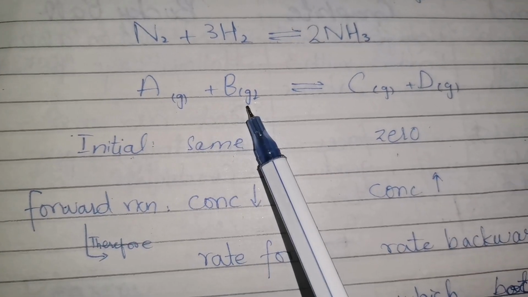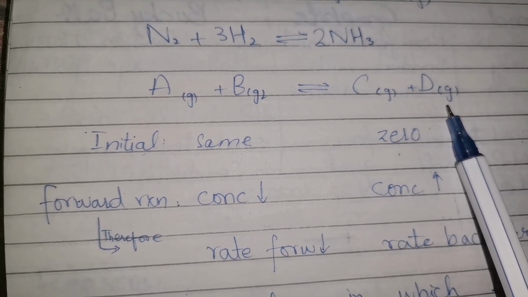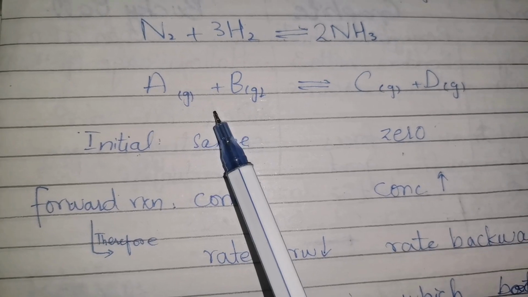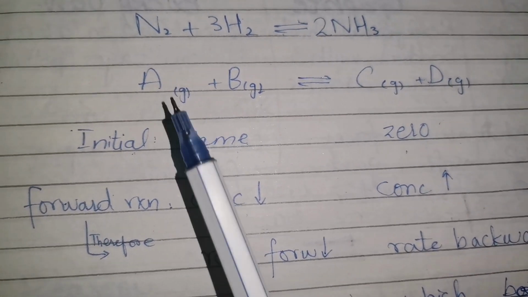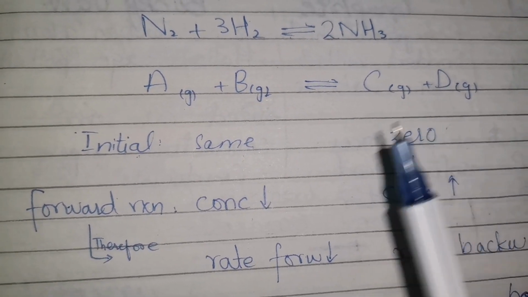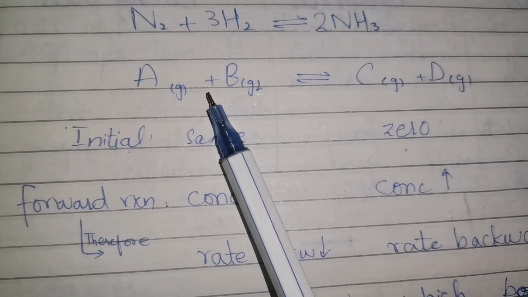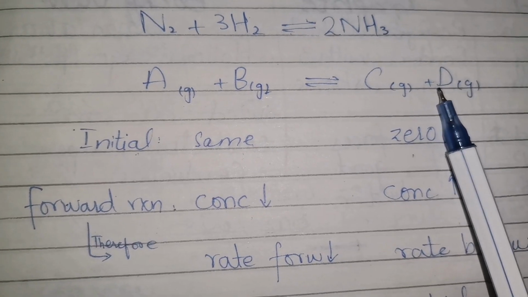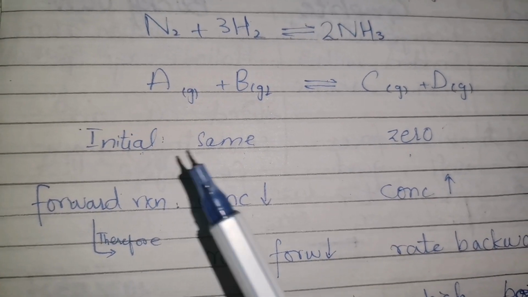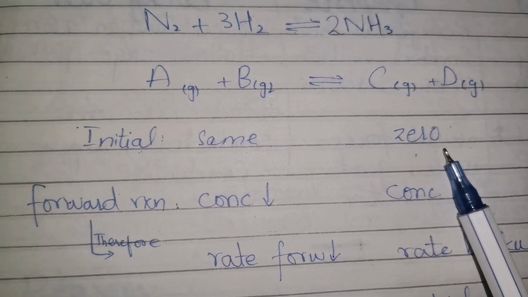Now let us take a general reaction where A and B react and form C plus D. Initially, we see that the reactant concentration is at its maximum. Obviously, if a reaction is started, the reactant concentration is full and the product concentration is 0. When a reaction starts, it does not suddenly go to completion. First there is some reactant, then with the passage of time, it converts into product. So initially, the reactant concentration is high whereas the product concentration is 0.